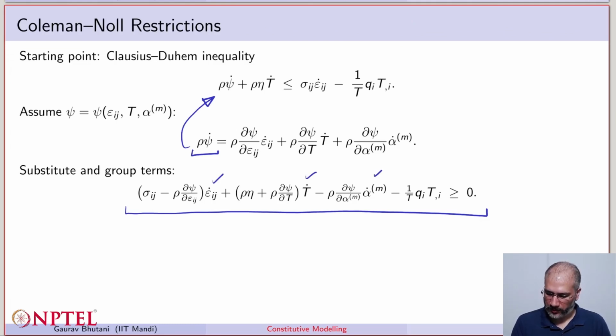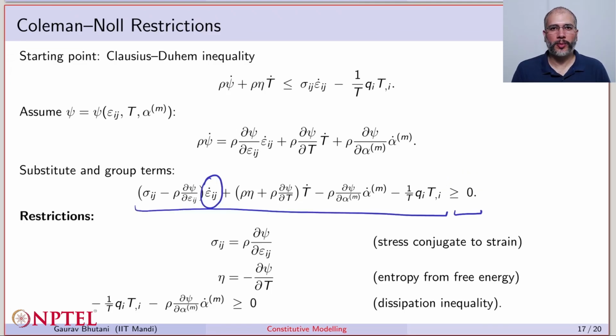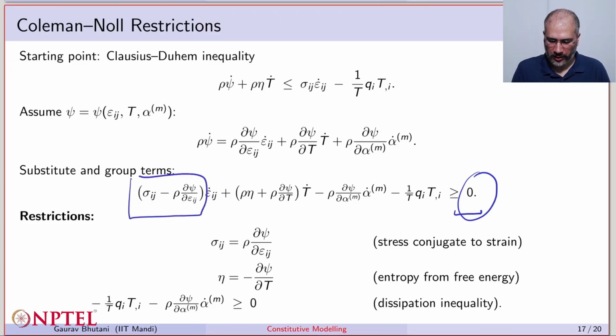and that gives us this form of the inequality, including terms such as epsilon dot, T dot, and alpha dot. Now, since we know that epsilon dot is independent of T dot, which is independent of this term here, what this means is that I could choose any epsilon dot and contradict this inequality. I can choose epsilon dot in such a way that this whole term becomes so small, so negative, that overall the left hand side contradicts that this is greater than or equal to 0. So the only way this inequality can be satisfied is by ensuring that this term is identically equal to 0.